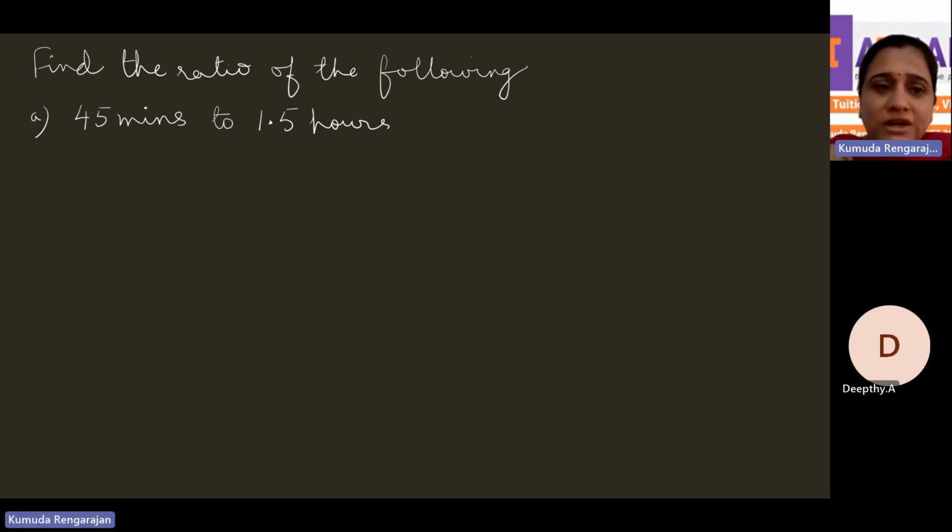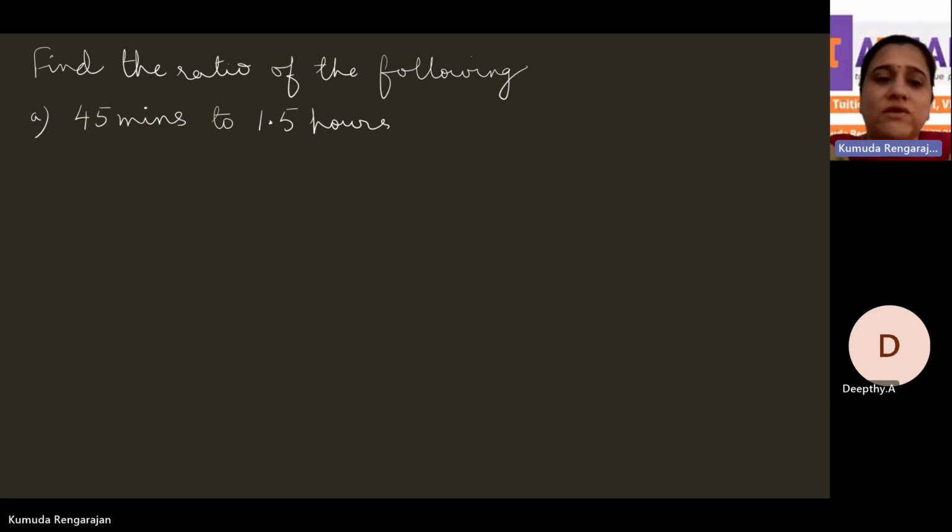So here in the question, we have 45 minutes to 1.5 hours. So don't see the numbers 45 and 1.5. When you compare the numbers 45 and 1.5, of course, 45 is greater. But we are not comparing the numbers. We are comparing the units, minutes and hours. Just the unit. Don't see the number associated with the unit. Minutes is a smaller unit than hours.